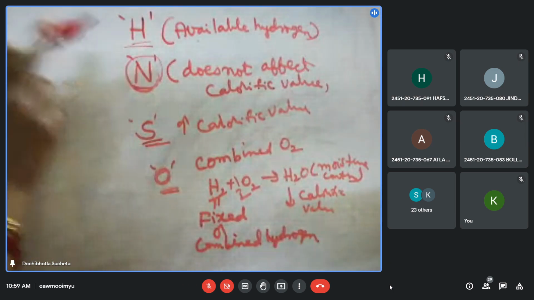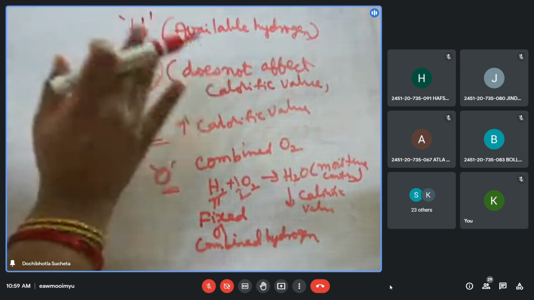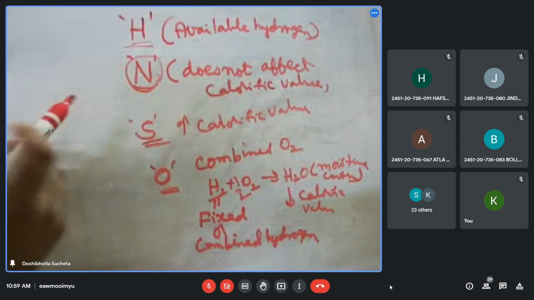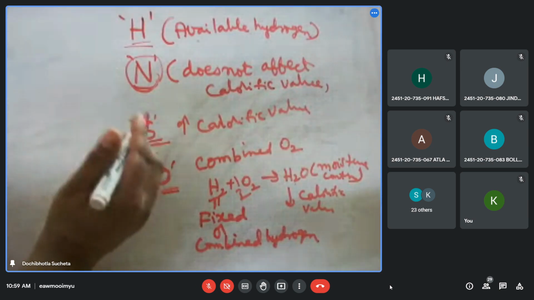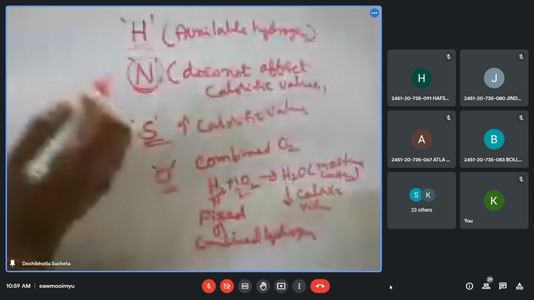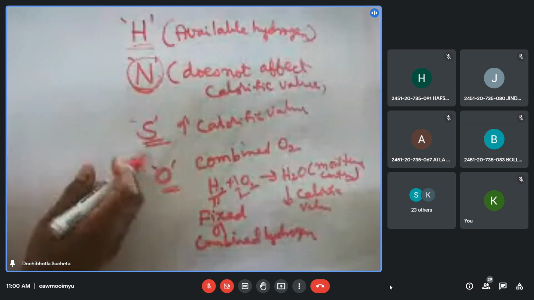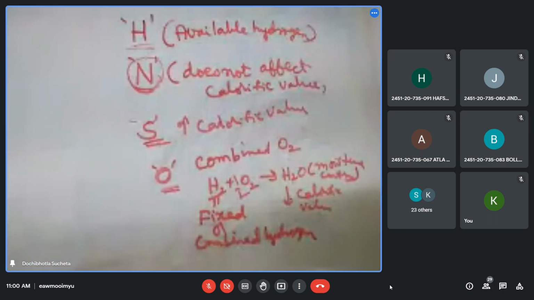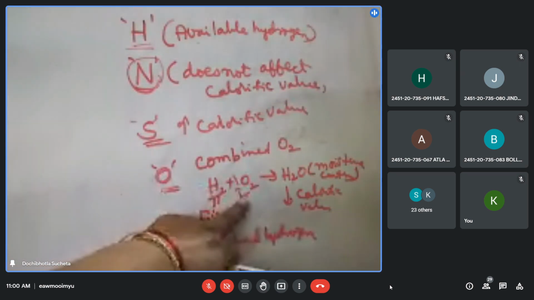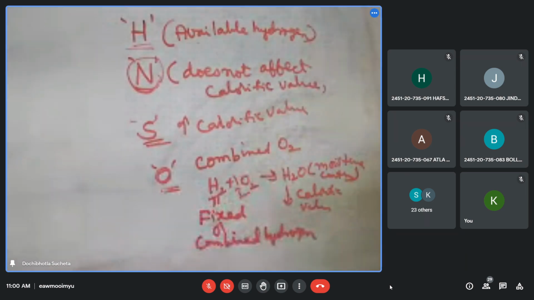Nitrogen is one element which is neutral. It does not affect the calorific value. Sulfur is another element which contributes to calorific value, but its presence in the fuel is not favorable. First, it causes corrosion. Second, it causes pollution. It is like a negative element, but still contributes. Oxygen is always present in combined state with hydrogen as moisture. That's the discussion. Now, this is the introduction to my discussion.